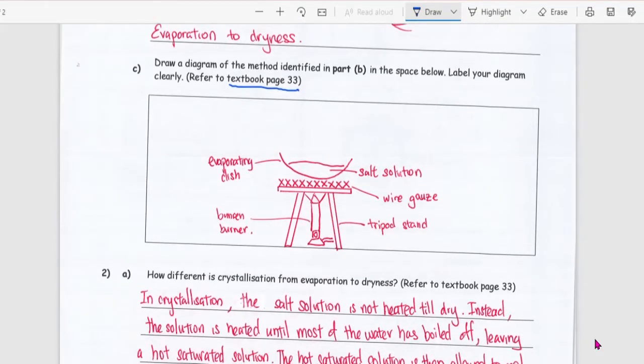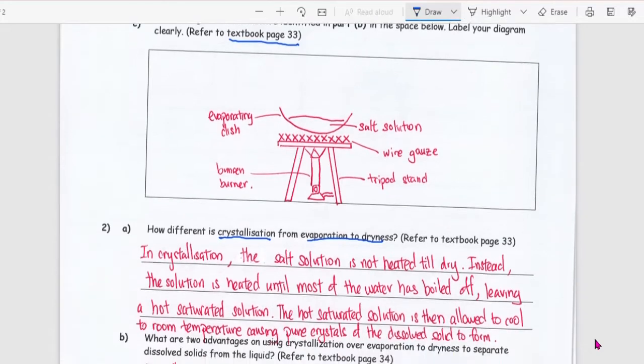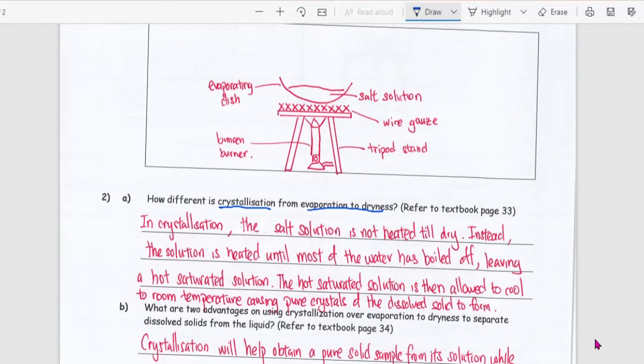Now, how is crystallization different from evaporation to dryness? Crystallization is another method used to obtain the dissolved solid. In crystallization, the salt solution is not heated until dry. In evaporation to dryness, you heat it up until all the water is gone, until you're left with only the crystals, or the salt. For crystallization, you will not heat until dry. Instead, you heat it up until most of the water has boiled off.